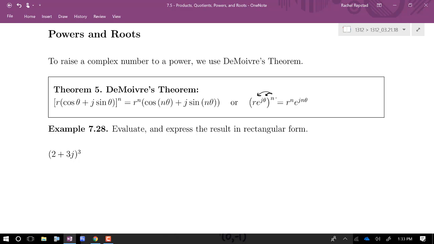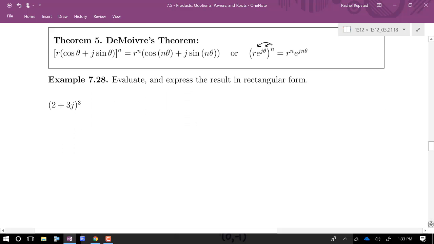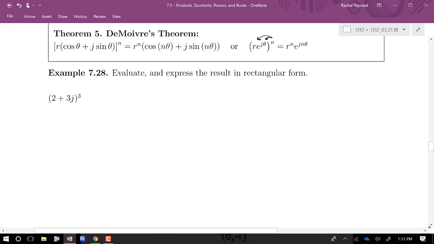So raising a complex number to a power is essentially telling us how we change the modulus, right? That sort of makes sense, that we just raise the modulus to the power, but also that we're kind of rotating it. There's this geometric interpretation of what it means to take a complex number and raise it to a power. So let's say we want to find the value of 2 plus 3j cubed.